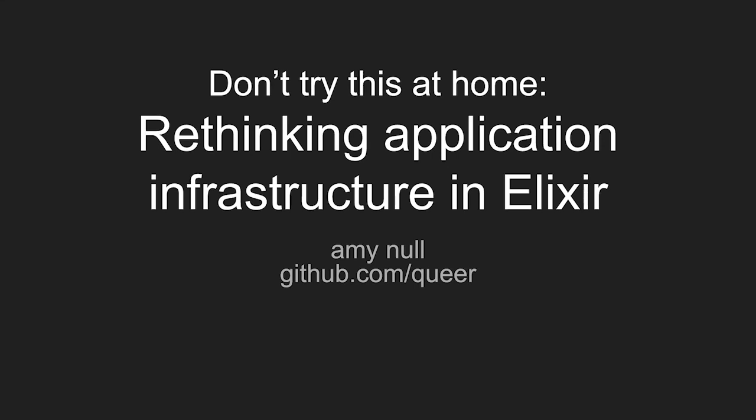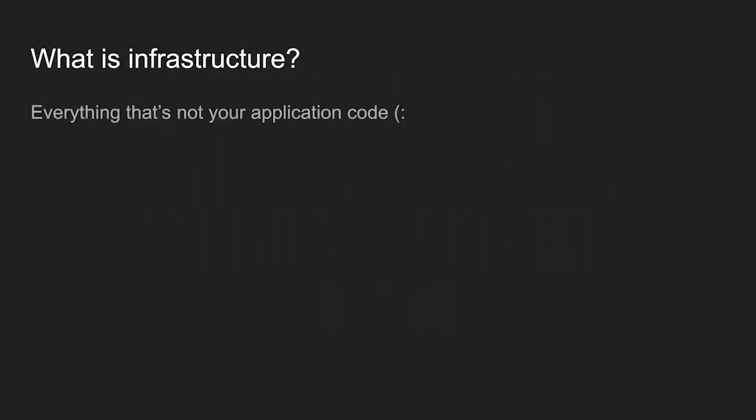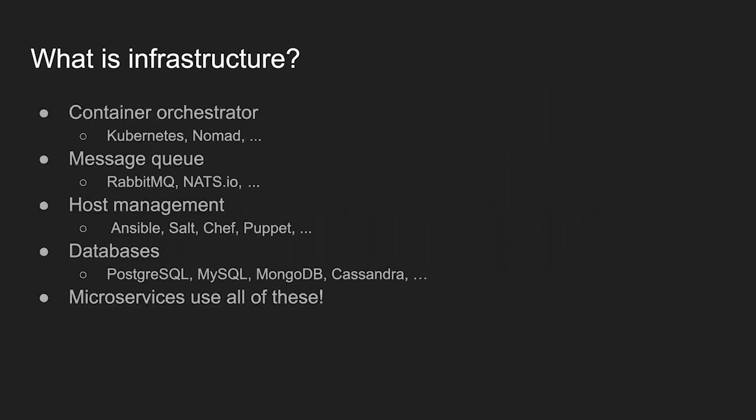So really broadly speaking, what is infrastructure? Infrastructure is everything that's not your application code. But that's not really the greatest definition. So a bit more specifically, infrastructure is things like your container orchestrator, so Kubernetes, Nomad. It's your message queue, things like RabbitMQ, things like NATS. It's your host management tools like Ansible, Saltstack, Chef, Puppet, and I'm sure there's a host of them I'm forgetting.